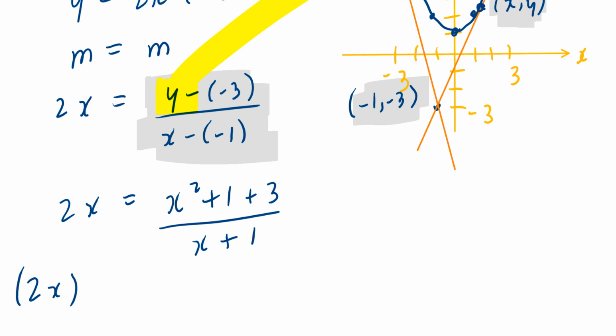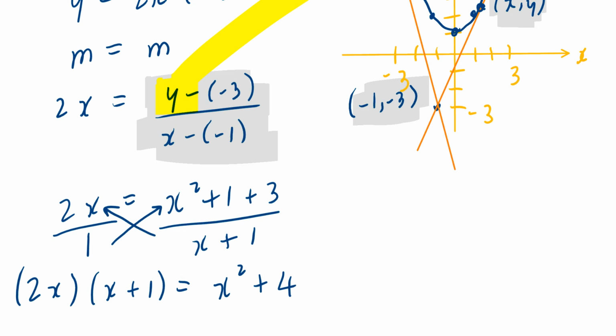So first I'm going to cross multiply. I'm going to take 2x, and again, this is really 2x divided by 1, and I cross multiply like that. So 2x times (x plus 1) equals 1 times (x squared plus 4).